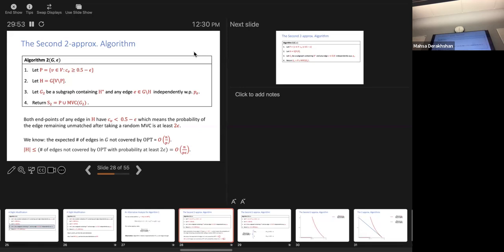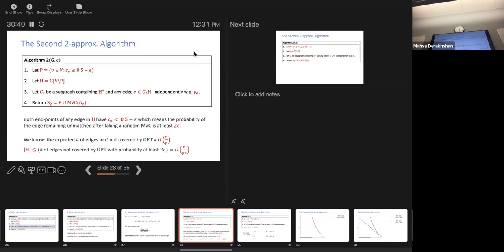Sorry, could you say again what a random NBC means in the first? Take a random realization of your graph and a minimum vertex cover of that random realization. So this is a subset of vertices, drawn from the same distribution as opt, right? So we know that any edge that's not an edge will remain uncovered with probability at least 2 epsilon. But because each endpoint will join that subset with probability at most epsilon, half minus epsilon, is at most 1 minus epsilon.